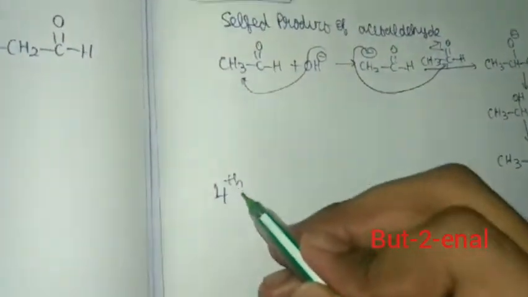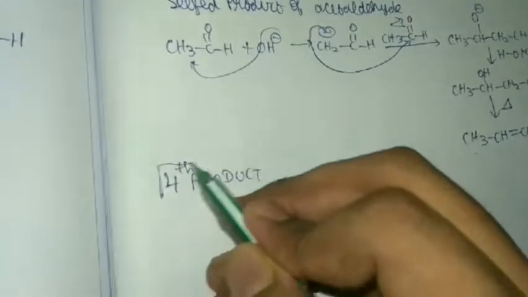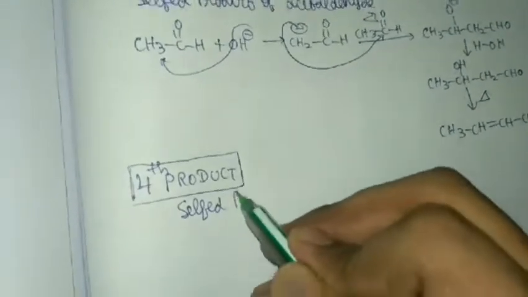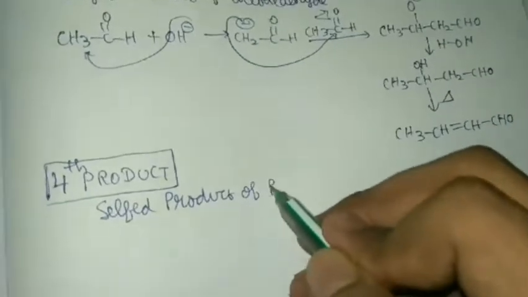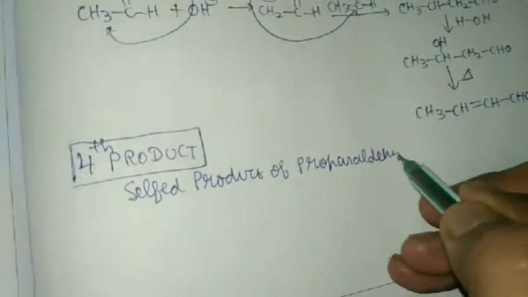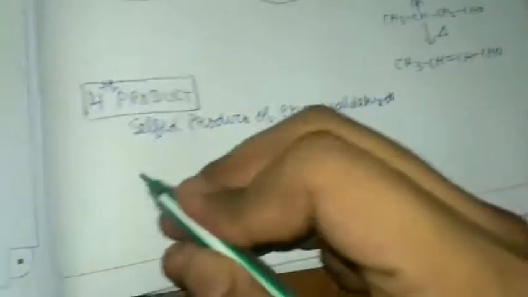The fourth product is what? Again, the propanaldehyde molecule will self-react, the self product of propanaldehyde. This can also happen, right? So if the reactants are 2, we will get 4 products: 2 cross products and 2 self products.